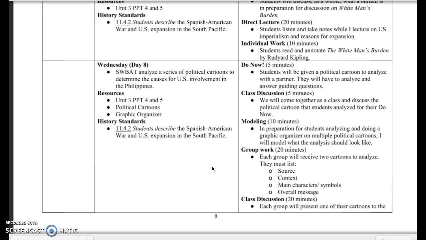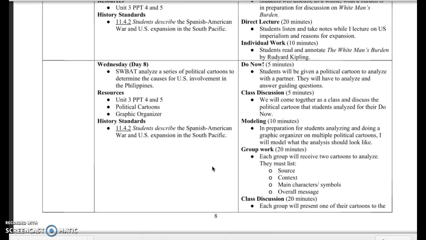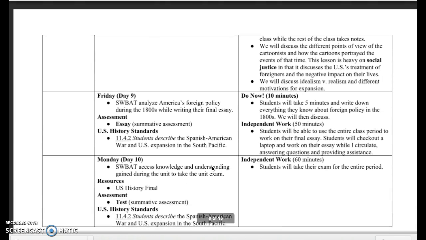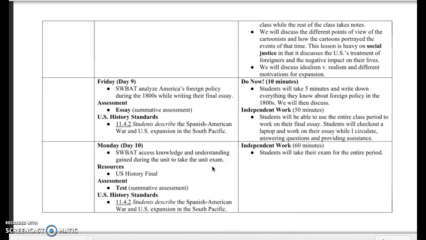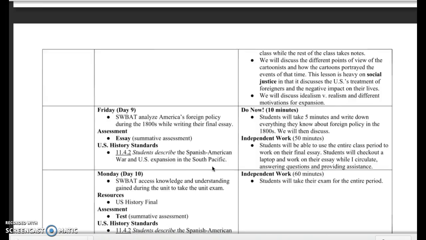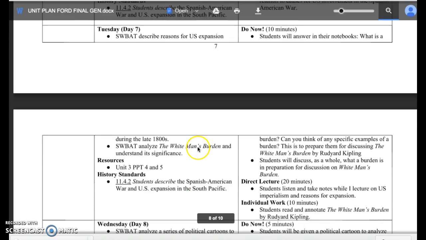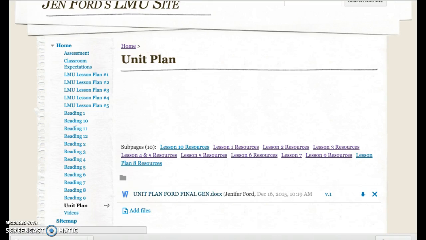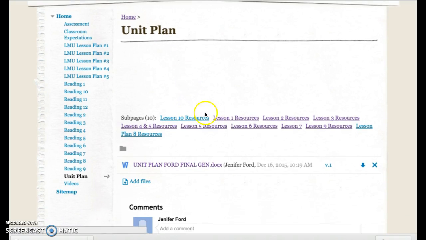We will be reading those to understand the perspective of those that were pro-expansion, pro-imperialism, and those that were against imperialism. Day 9 is they will be doing independent work on their essays. And then day 10 is their final. So now that I've shown you my whole lesson plan, what I'm going to do is look at some of the resources.